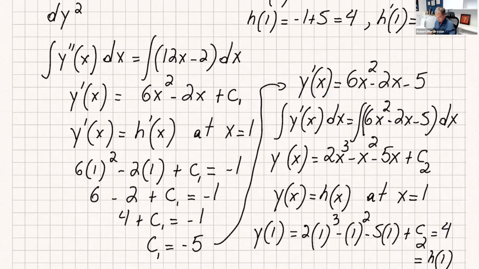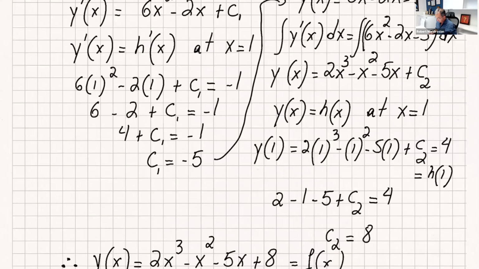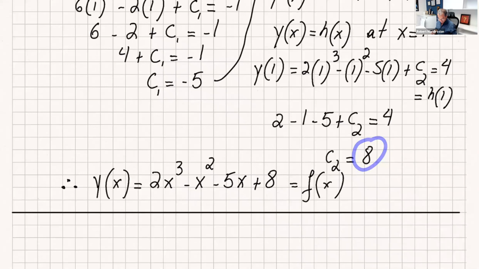Now we want to go ahead and solve for f of x or y of x. So you can say the integral of y prime of x dx equals the integral of 6x squared minus 2x minus 5. Therefore, y of x is going to be equal to 2x cubed minus x squared minus 5x plus C2. We always write the constant. And also we know again, if this is the curve and that's the tangent line, they have the same value at that point, and that point is 1. So you know that y of x equals h of x at x equals 1, and we have h of 1, which is 4. You substitute 1 for x here, and you are left with just C2. Simplify: 4 equals h of 1, and C2 equals 8. So y of x is 2x cubed minus x squared minus 5x plus 8, and that's the same thing as f of x.